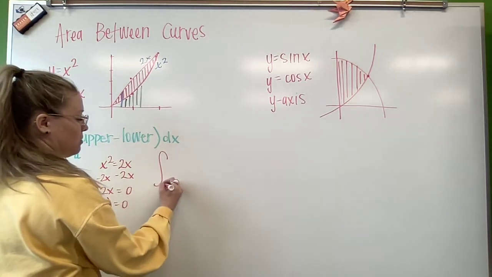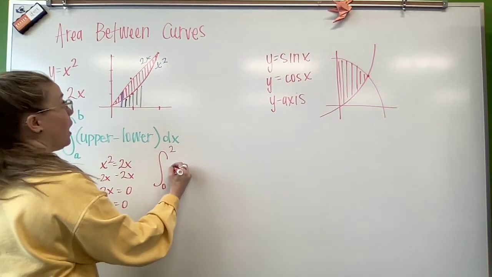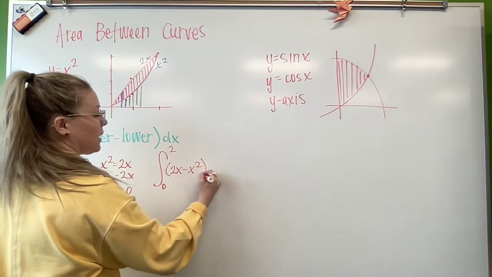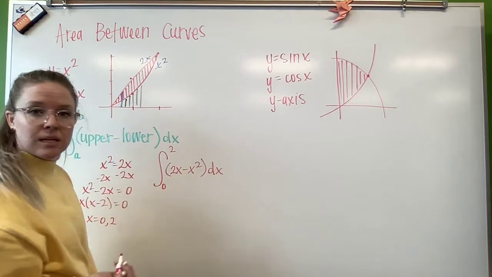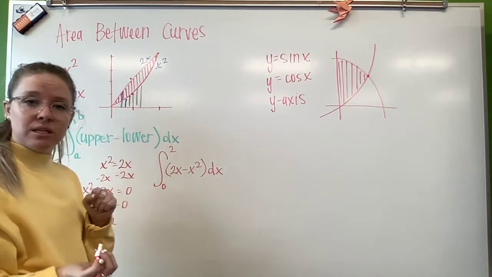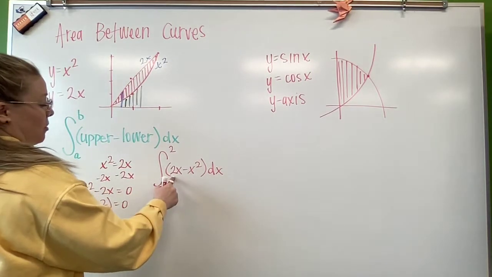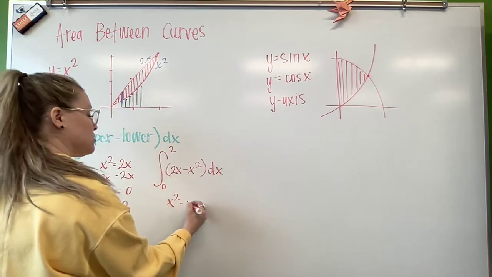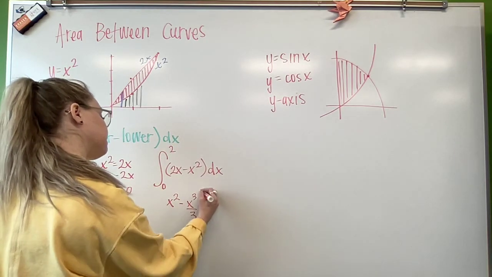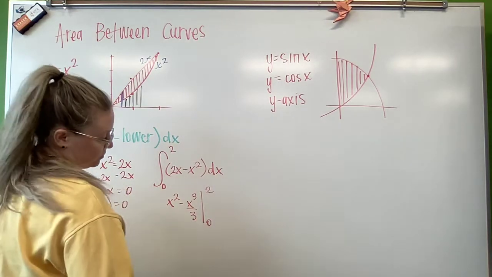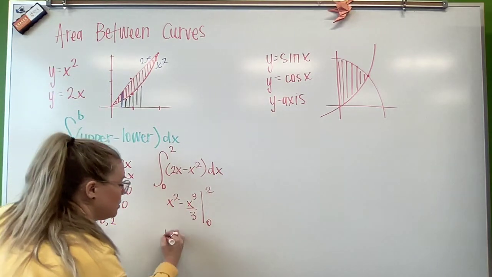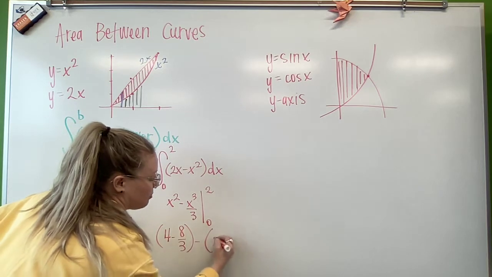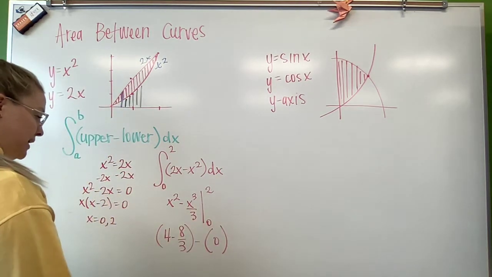So I can go from 0 to 2, upper curve, which is 2x, minus lower curve, which is x squared, dx. And that's going to find the area between these two curves. So I'm going to antiderive 2x, so I'm going to get x squared, antiderive x squared, which is x cubed over 3, and I'm going from 0 to 2. So I plug in 2, 4 minus 8/3, and when I plug in 0, we get 0, so that's nice.